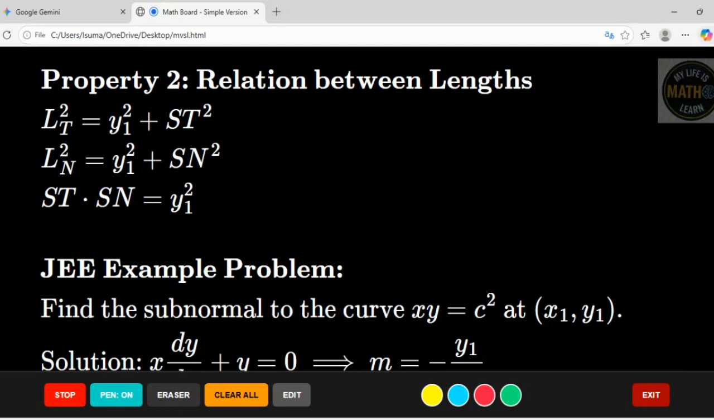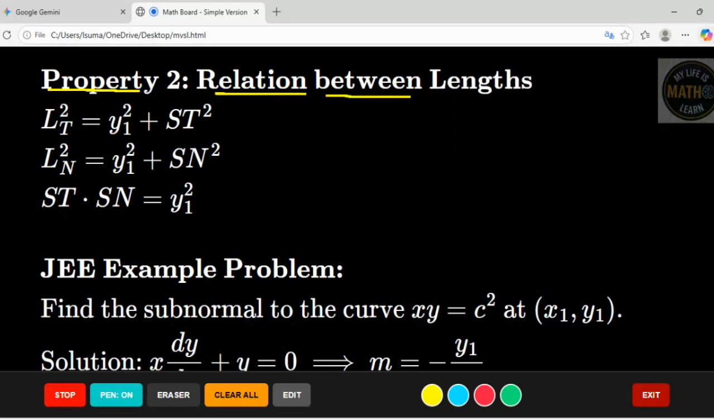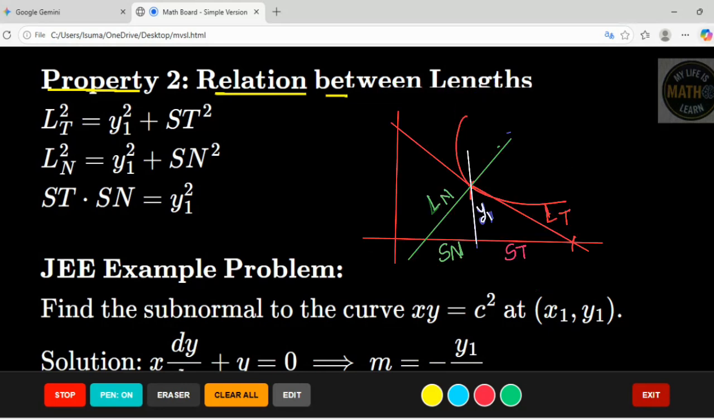Next, property 2. The relation between the lengths. LT means length of tangent. Y1 is the distance from the point of contact to the x-axis, and ST is the subtangent. LN is the length of the normal, and SN means subnormal. So the relations are: LT square is equal to Y1 square plus ST square, LN square is equal to Y1 square plus SN square, and ST into SN, subtangent into subnormal, is equal to Y1 square. These are all important relations.